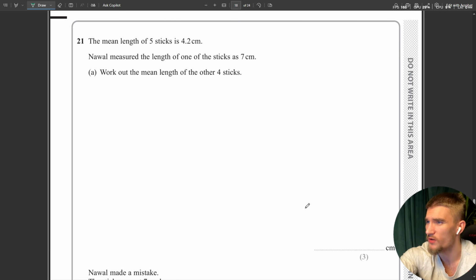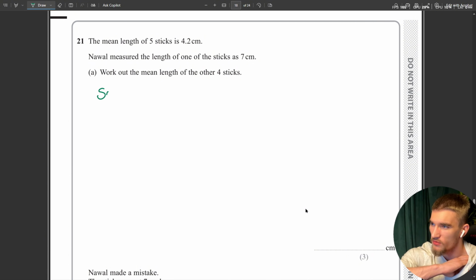The mean length of 5 sticks is 4.2 centimeters. Naval measures the length of one stick as 7 centimeters. Work out the mean length of the other 4 sticks. Okay, so how do we work out mean? So we always do the sum of lengths in this example, because it's lengths, divided by the amount of sticks, right? Amount of sticks equals mean, right?